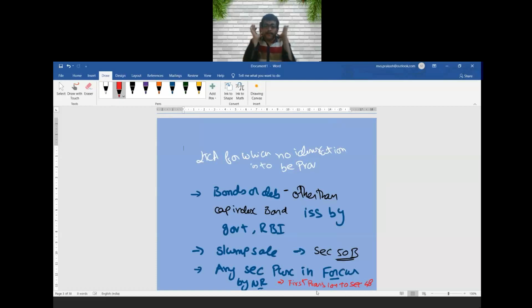At present, what we need to remember is that any non-resident selling a security in a convertible foreign currency, even though that share is a long-term capital asset, should not be provided indexation. So the gain is a long-term capital gain, but you are calculating the capital gain by taking not the indexed cost of acquisition, but the cost of acquisition. That's your third point.